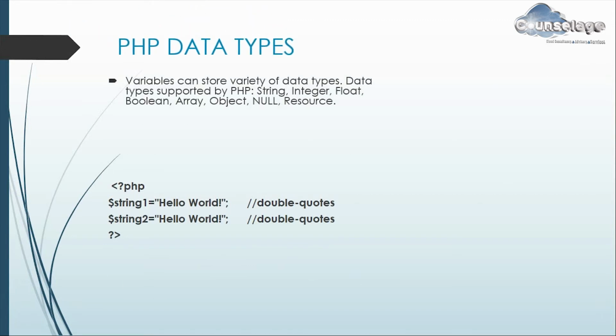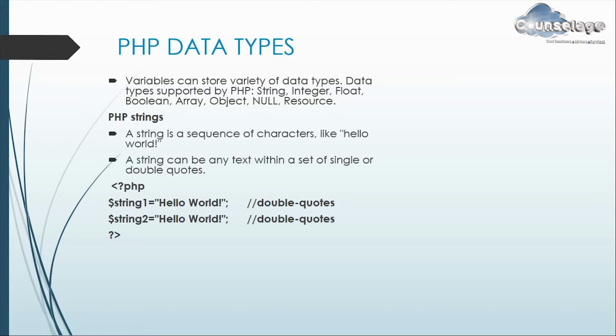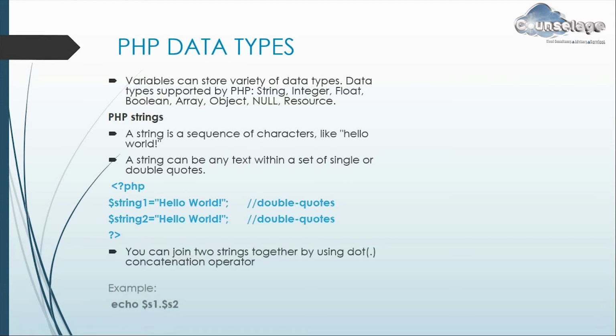And the example below creates a constant with a case insensitive name. PHP data types. Variables can store a variety of data types. Data types supported by PHP are string, integer, float, boolean, array, object, null, resource. PHP strings. A string is a sequence of characters like hello world. A string can be any text within a set of single or double quotes, as shown below. You can join two strings together by using the concatenation operator. Example, echo $s1 . $s2.